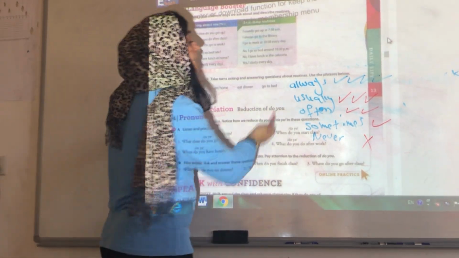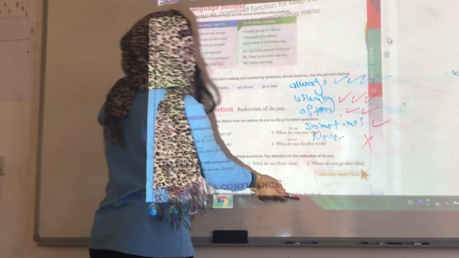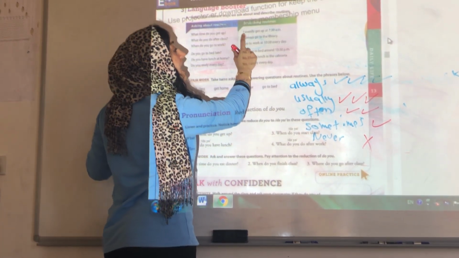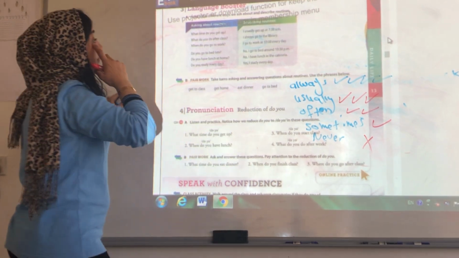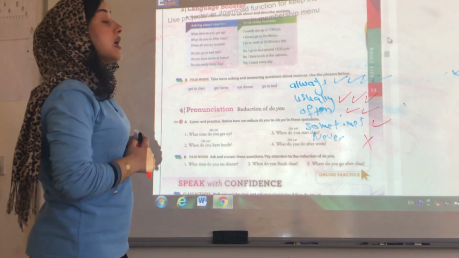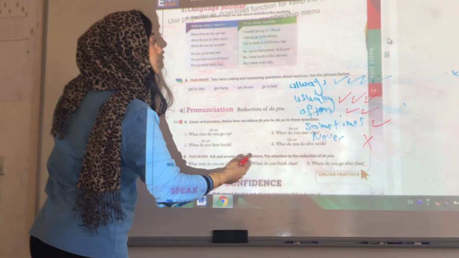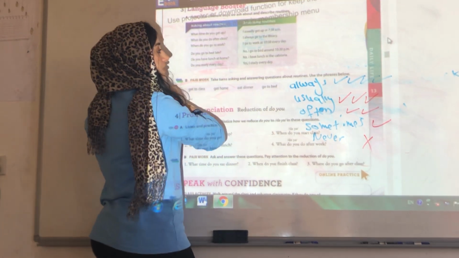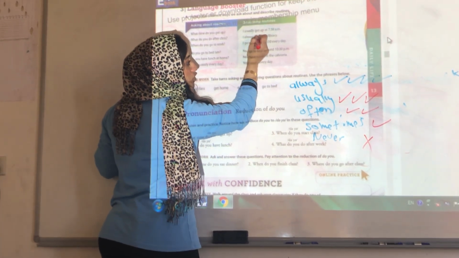So always, when you use these adverbs of frequency after subjects, I usually see: What time do you get up? I usually get up at 7:30. Maybe you don't get up at 7 o'clock on Friday, okay? But I always go to the library.